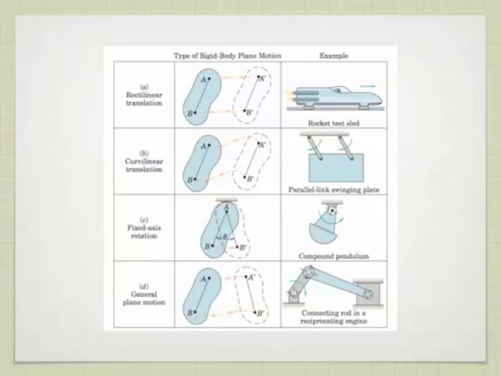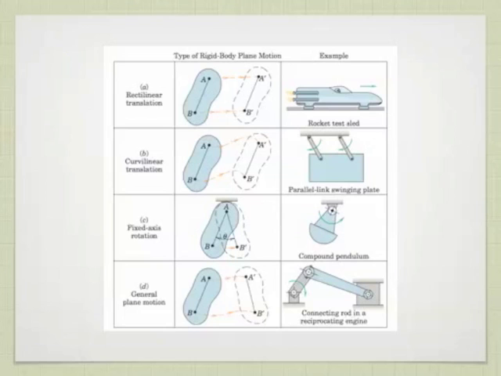The rectilinear translation means the motion in which all points of the body move in parallel straight lines. By contrast, in curvilinear translation, the paths of the motion of the particles are curved lines. The rotation about a fixed axis is the angular motion about the axis.